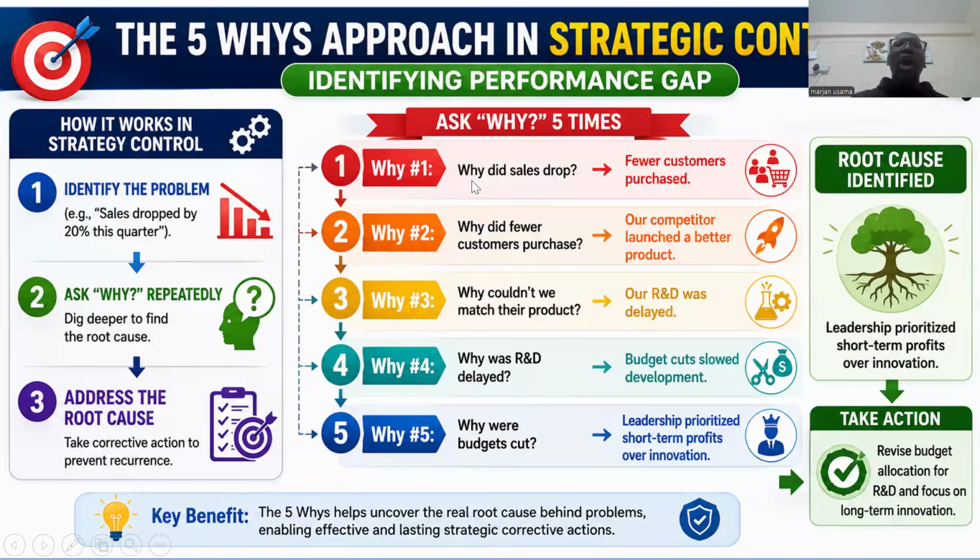Look at the first why. Why did sales drop? Why did fewer customers purchase? Fewer customers purchased. Why did fewer customers purchase? Our competitor launched a better product. Why couldn't we match their product? Our research and development was delayed. Why was our R&D delayed? Budget cuts slowed development. Why were there budget cuts?